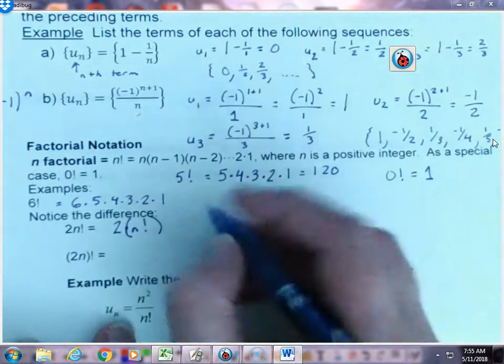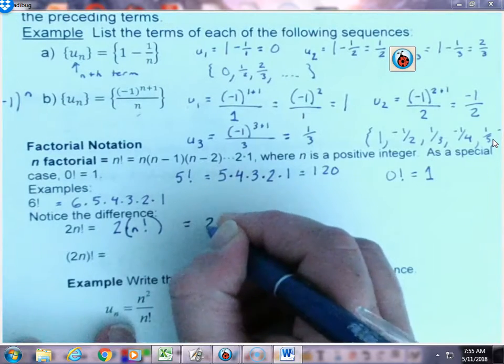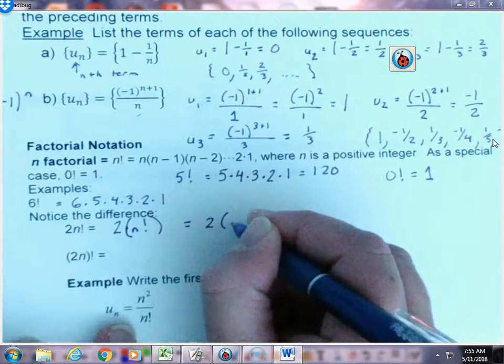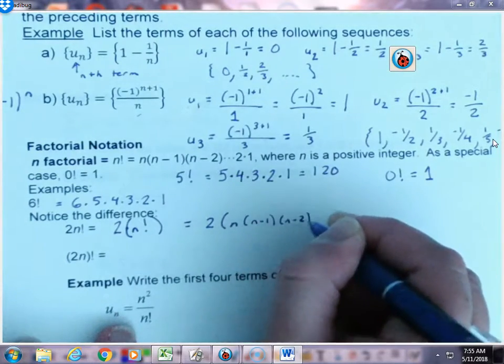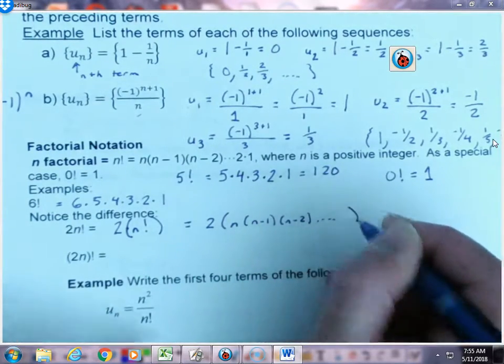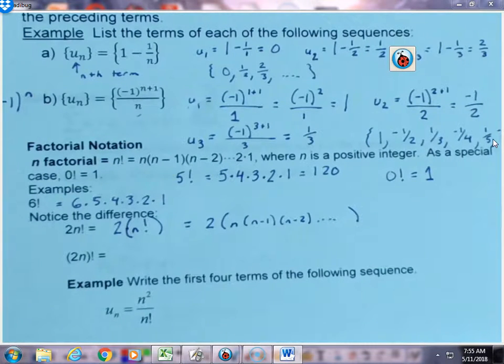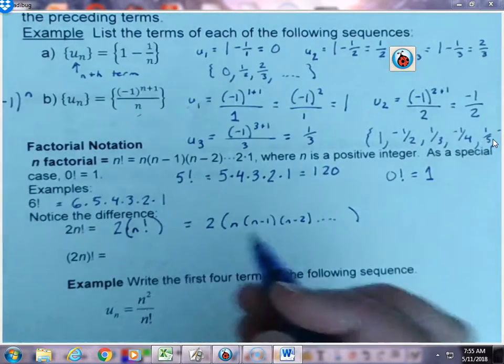Okay, so let's do that. Just to kind of show you, this would be like having 2, and then n factorial is n times n minus 1 times n minus 2, and it keeps going. And you could distribute the 2 to all of that, or you could just do all of it first and then multiply by 2.